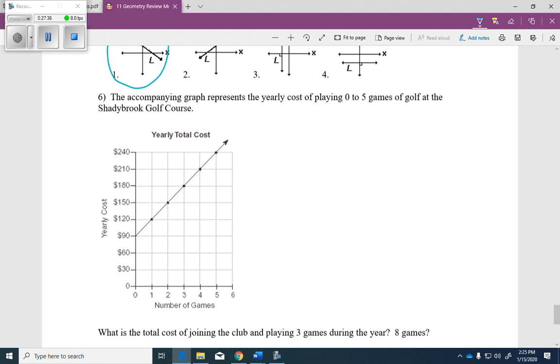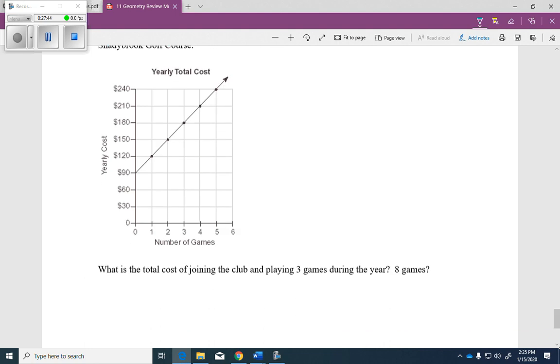The accompanying graph represents the yearly cost of playing 0 to 5 games. What is the total cost of joining the club and playing 3 games? Here's 3 games. Just look up, find the point, and look over to find the value. So 3 games is $180, and then 8 games. So it goes off the graph. So we can look and see that it's going up by 30 each time. Right? Each time I go up, I'm going up 30 over 1.